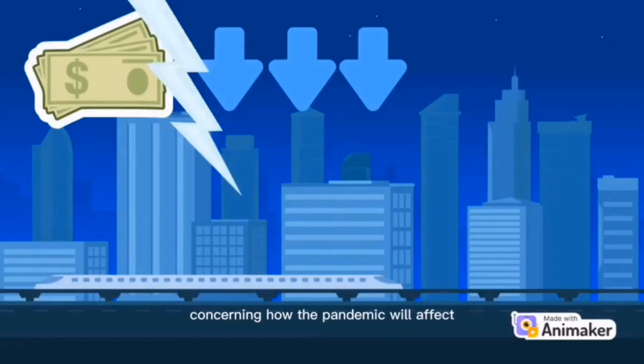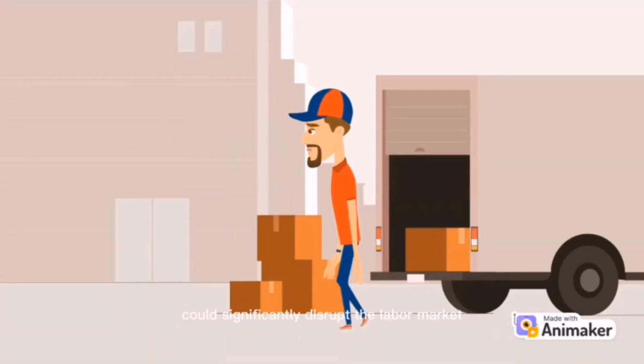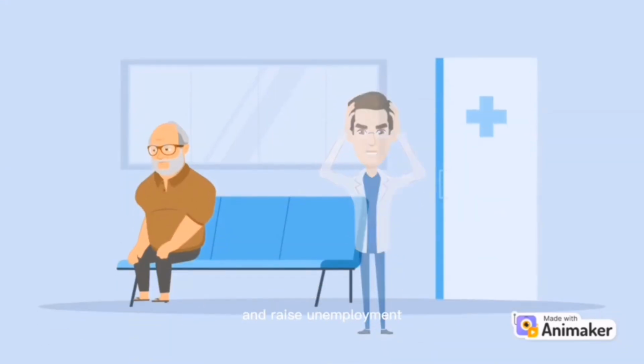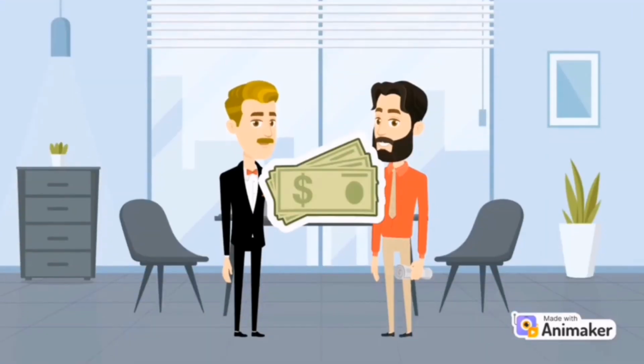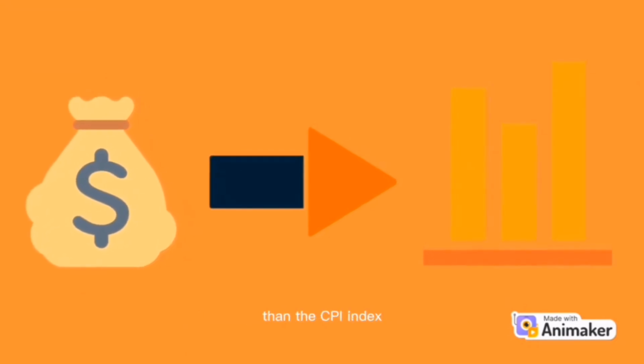Concerning how the pandemic will affect a country's ability to grow, Zohair thinks that the fall in productivity could significantly disrupt the labour market and raise unemployment. He also discussed wages, emphasizing the need for them to rise faster than inflation in order to keep up with rising living expenses. Not only that, but earnings also need to rise more quickly than the CPI index.